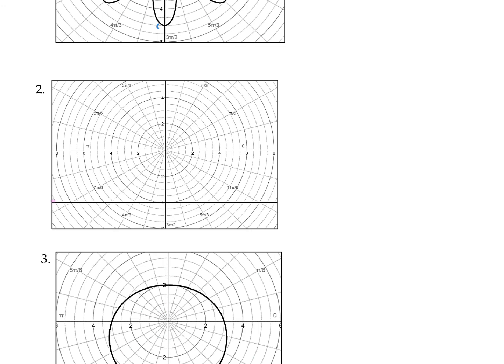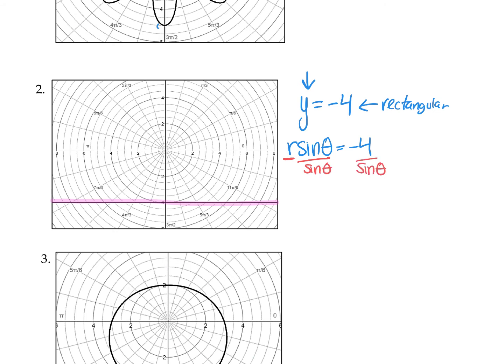All right, in number 2, I have a line. It's kind of hard to see at first, but it's right here. And so this line is at y equals -4. But this would be a rectangular equation, and we're not writing a rectangular equation. I want to write a polar equation. So we know from our converting that y is the same as r sine theta. So r sine theta would equal -4. But when we are solving polars, we always want to get r alone. So I'm going to divide by sine theta. And so I'll get that my polar equation is r equals -4 over sine theta to represent that line.